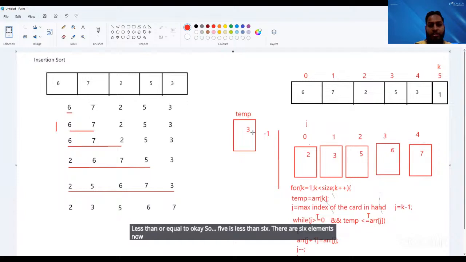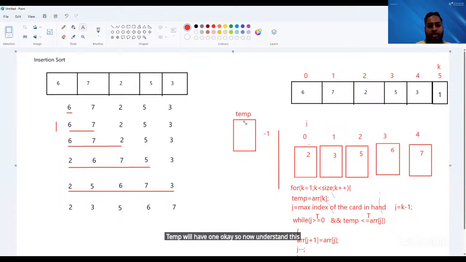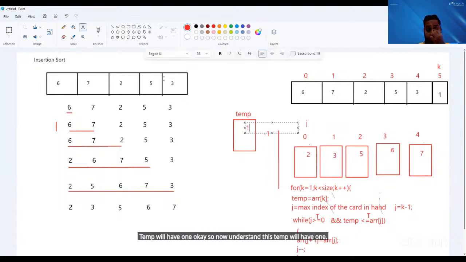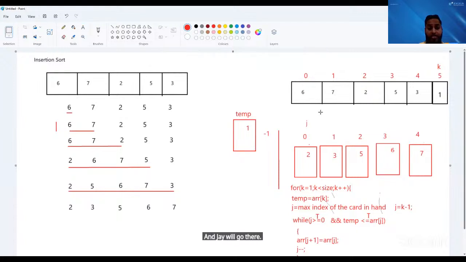Come inside AR of K. Now what will come in temp? Temp will have 1. Okay, so now understand this. Temp will have 1. And J will go where? The max index in hand. So J will come back to 4.